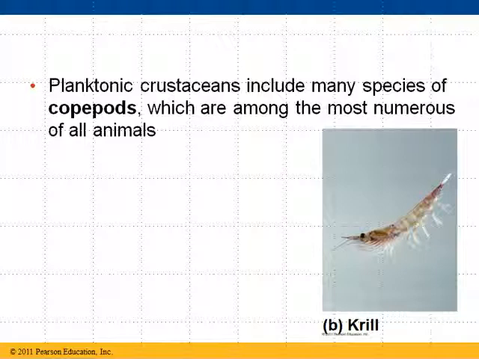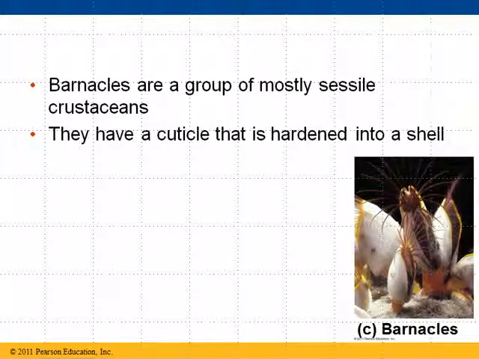Barnacles are a group of mostly sessile crustaceans. Most of the crustaceans move around, but barnacles are ones that attach to the side of rocks or even the hulls of a ship, or even a creature such as a whale. You can find barnacles living and growing on a whale. They have a cuticle that is hardened into a shell. So this would be a barnacle.